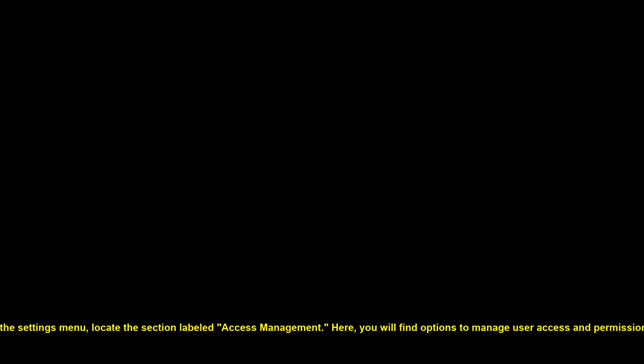Once logged in, head to the repository you want to work with. Click on the Settings option located in the left sidebar. In the Settings menu, locate the section labeled Access Management. Here, you will find options to manage user access and permissions. To authorize others for workflow access, click on the User and Group Access option.